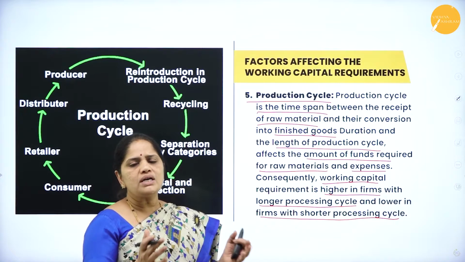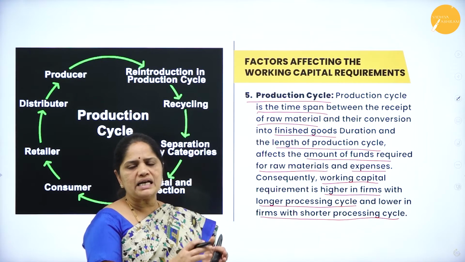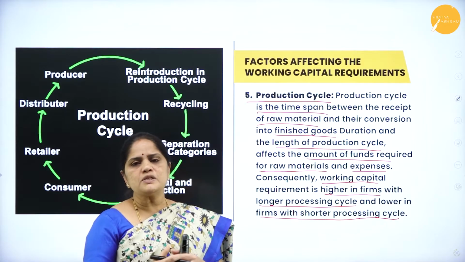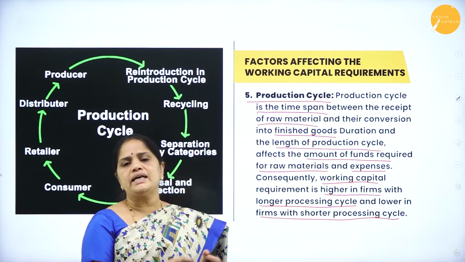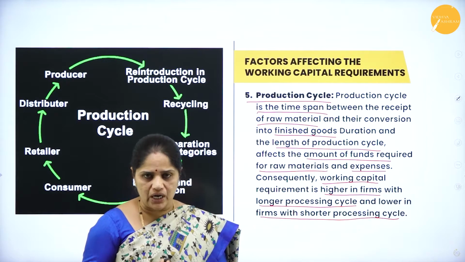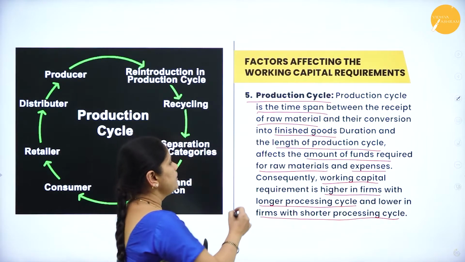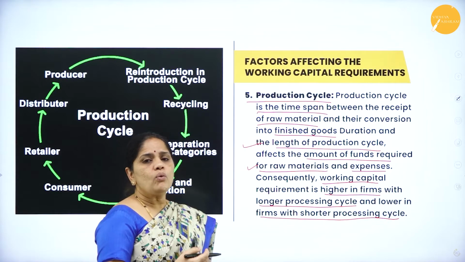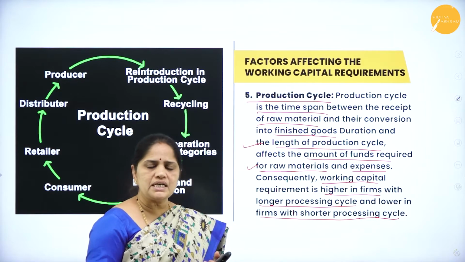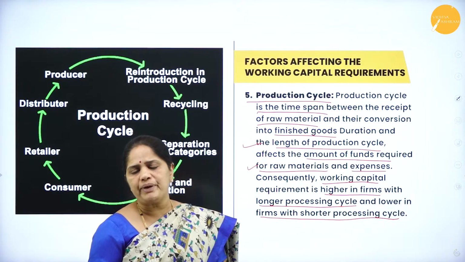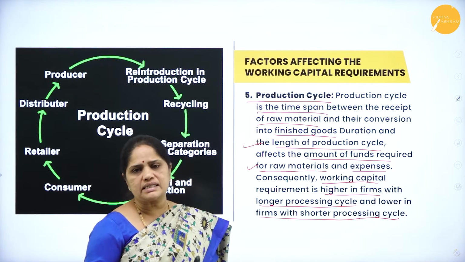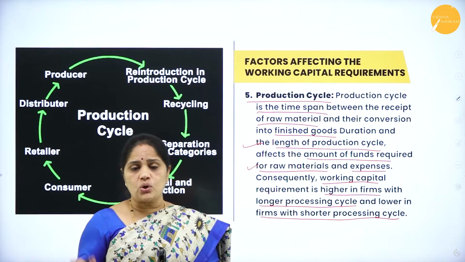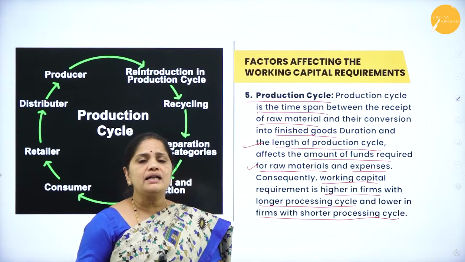What is the amount of raw materials it has purchased? It has to wait for 6 months to get it converted into a product and thereby sold in the open market. So, this period of 6 to 8 months, when the product gets converted into a finished good, we call it the production cycle. The duration and length of the production cycle affects the amount of funds required for raw materials and expenses. What is the amount you will be investing in the purchase of raw materials, and also for all the 6 months you will be paying all the labor charges and the salaries, etc. And then once the raw material gets converted into finished product, it has to be sold in the market. Only then can the company recover its investment.